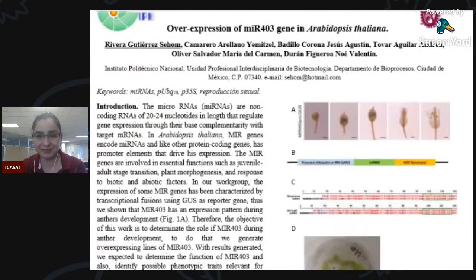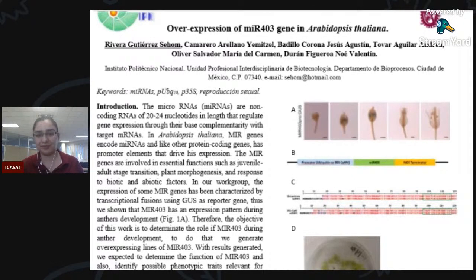From UPV, Mexico. The subject of this poster is overexpression of the MIR403 gene in Arabidopsis thaliana. I am Rivera Gutierrez. I belong to the IPM, and the name of my project is Overexpression of microRNA 403 gene in Arabidopsis thaliana.